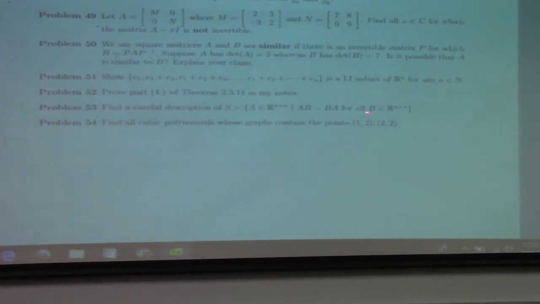For this one, what did you guys find? What was the answer to 53? Right, scalar multiples of the identity. Those are the matrices which commute with everything else. That's exactly it. And your answer should involve 2 parameters. Yeah, there's infinitely many such polynomials.